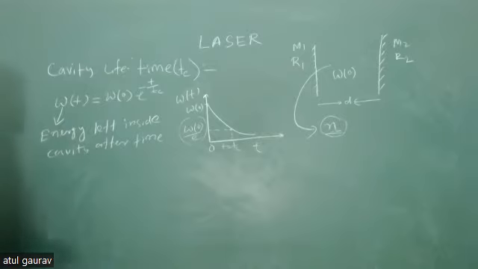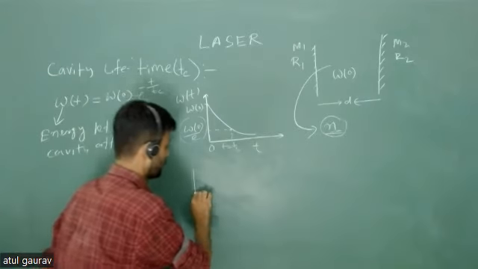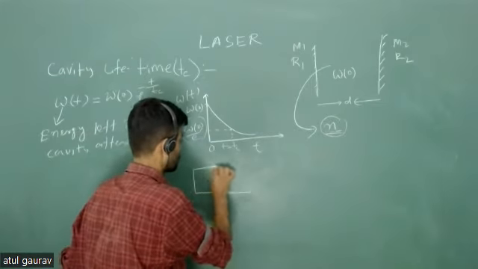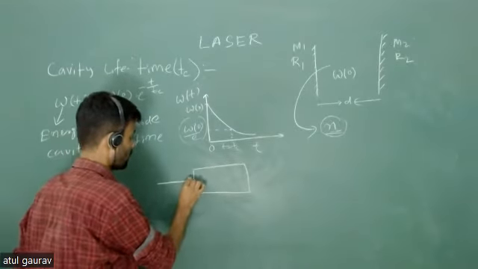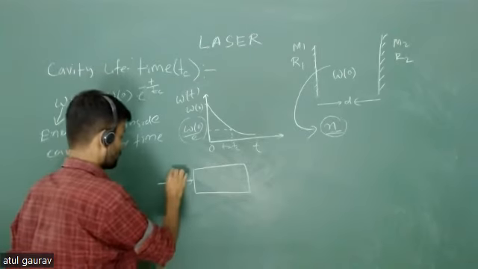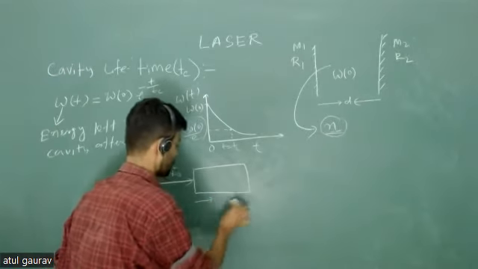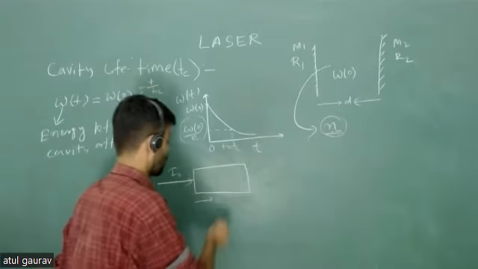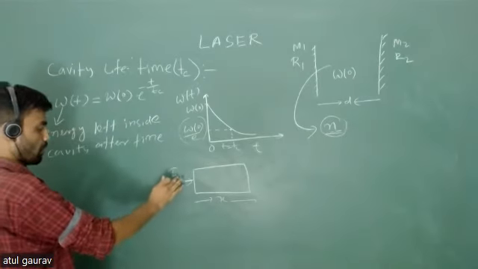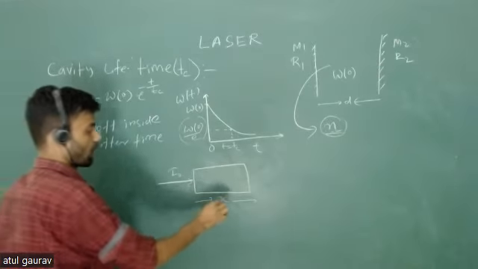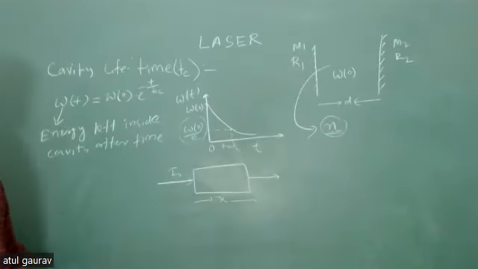Okay. Now I'll ask one important question. Sometimes in GATE they ask this type of question. It's a very basic question. Suppose you are shining some photons on this material. The incident photon has intensity I naught, and let us assume the length of this medium is x. After passing through this, how much will be the output intensity?